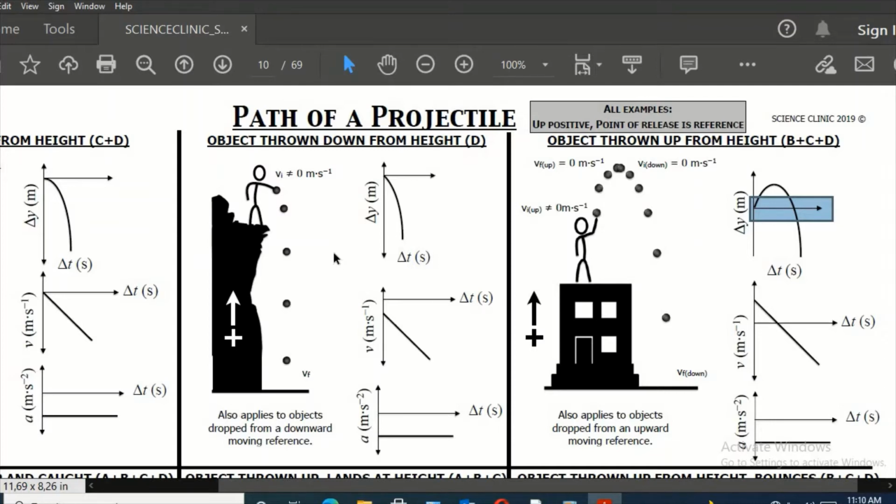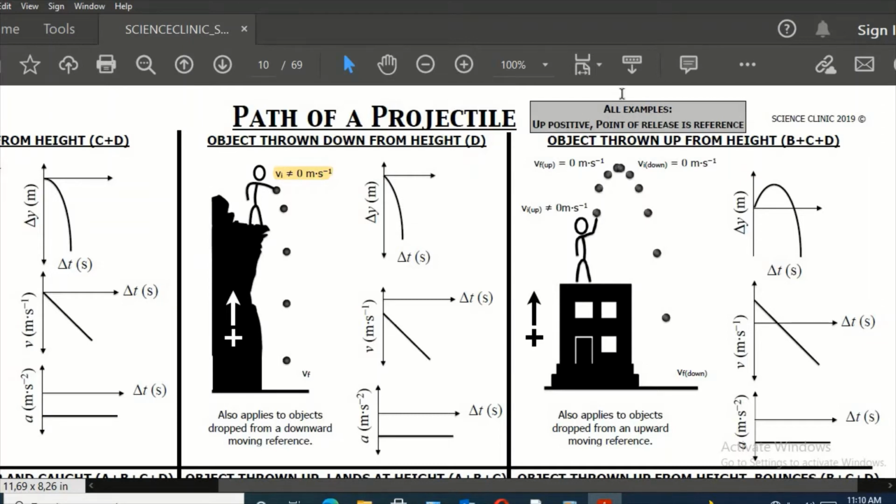But now let us say scenario 2. Let us say now the initial velocity is not 0. So you can see, vi is not equal to 0 meters per second. So this means that the position time graph remains the same. It still looks like half of a parabola.